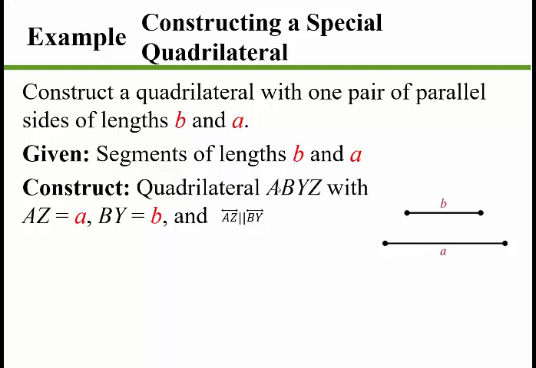So I want to construct a quadrilateral we'll call ABYZ with side AZ equal to A, which is this, and side BY equal to this length right here. And you want AZ to be parallel to BY. All right, so it's a little weird.